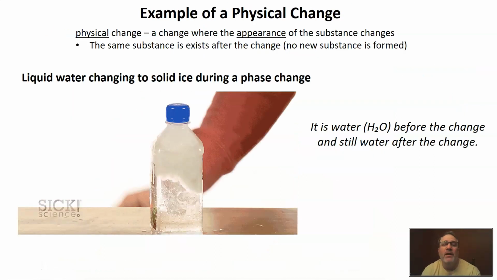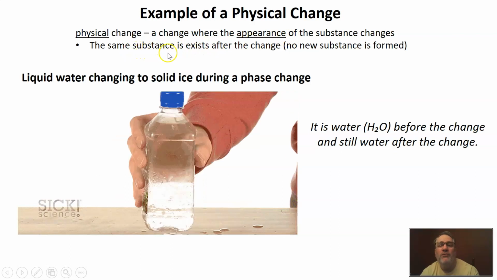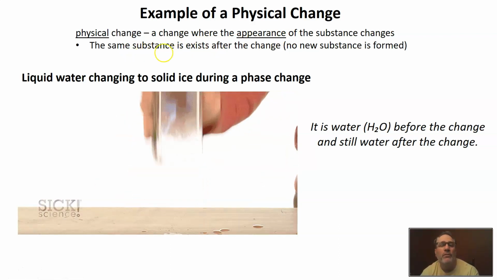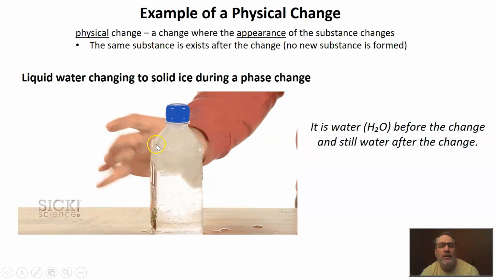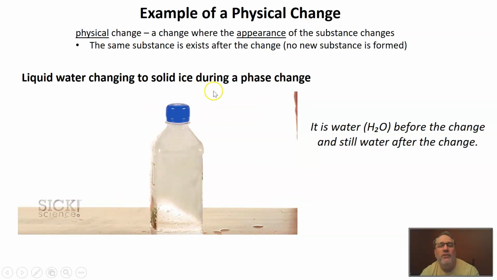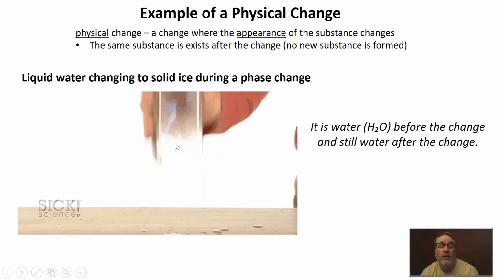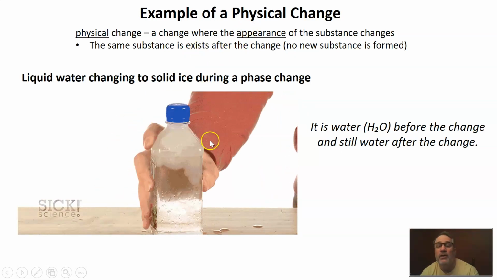Now, a physical change, on the other hand, remember we said this is a change where no new substance is formed. Only the appearance of the substance changes. The same substance exists after the change. Here we have some liquid water that is very quickly being changed into solid ice. This is a phase change. Remember, we said all phase changes are physical changes. We have liquid turning into solid, clearly a phase change.